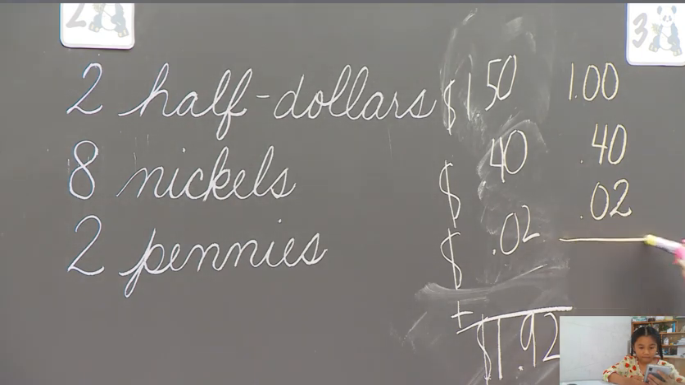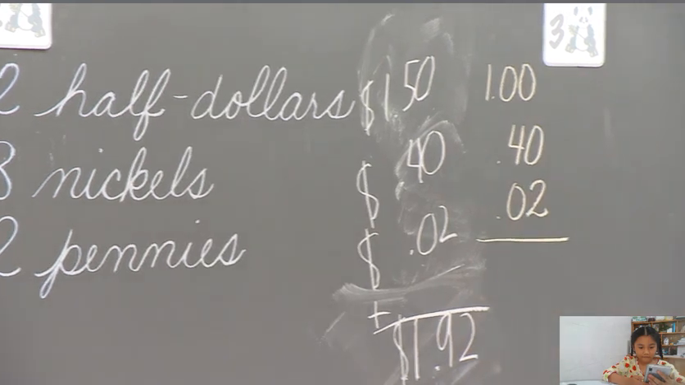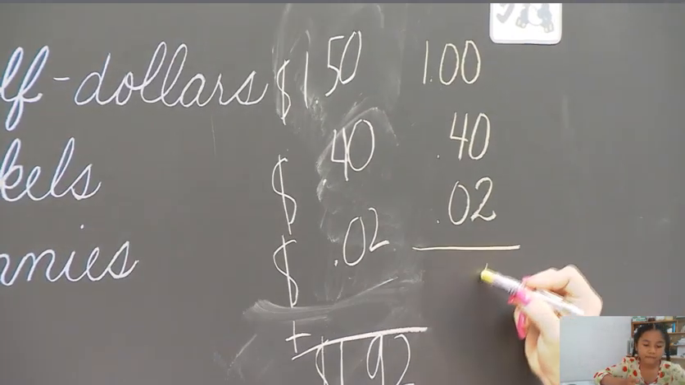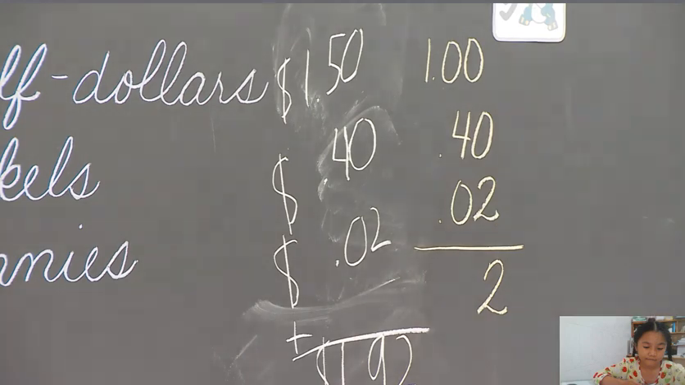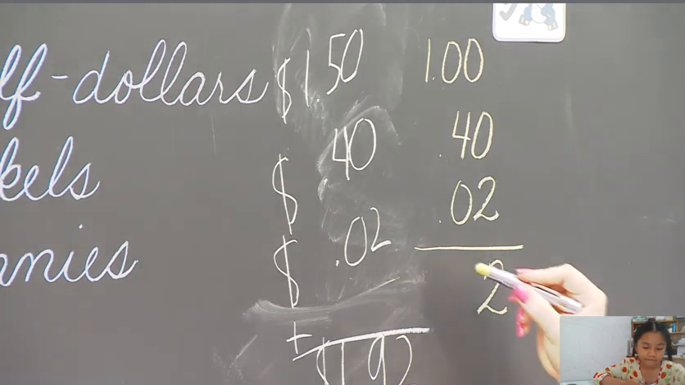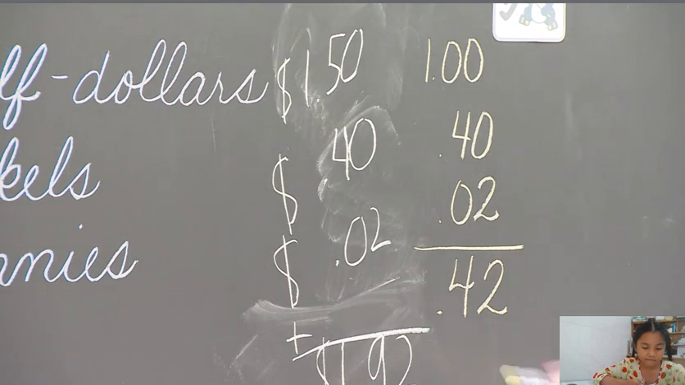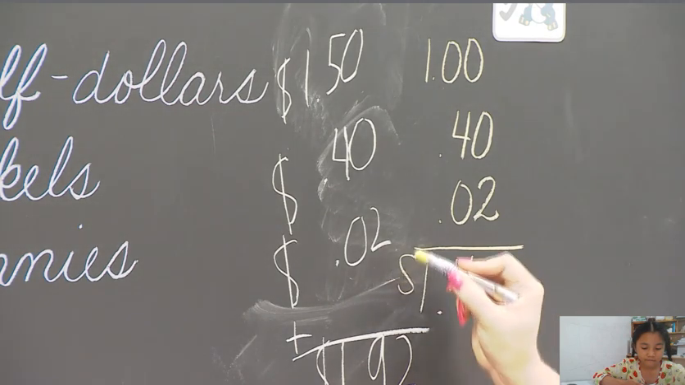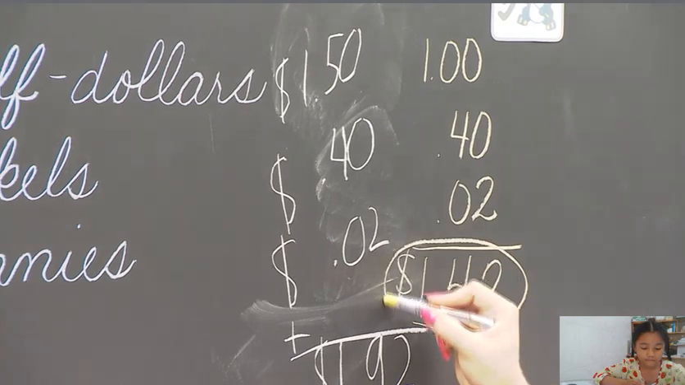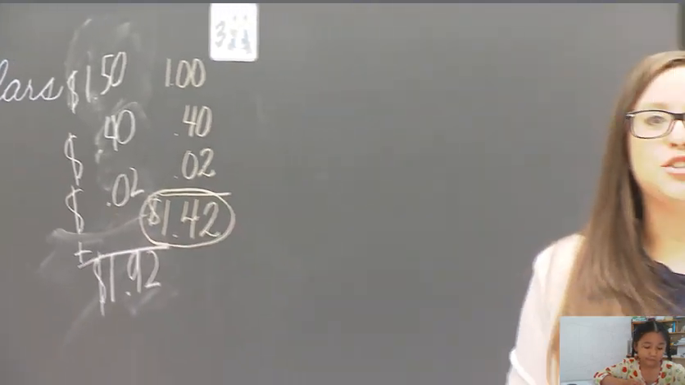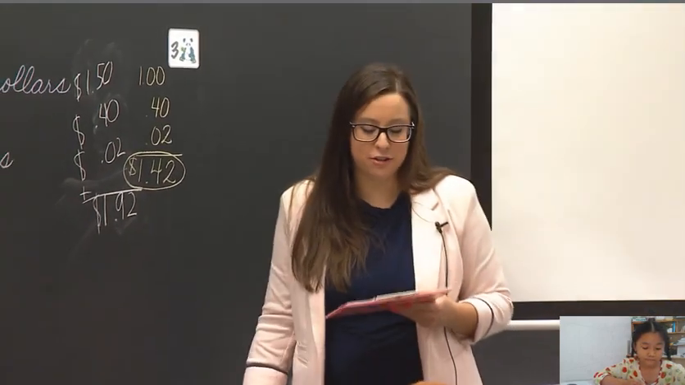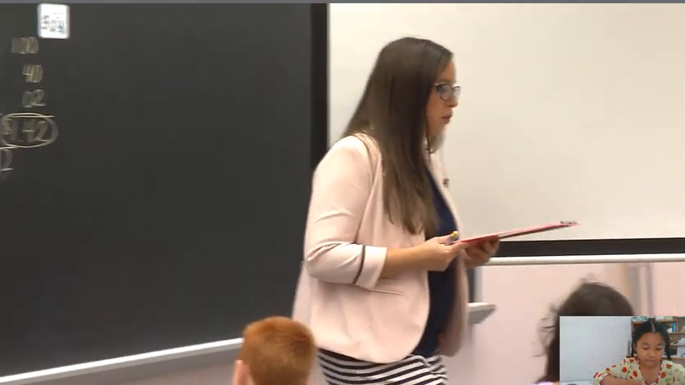Now let's add these numbers together. 0 plus 0 plus 2 is, class? 2. Good. In the next column, we have 0 plus 4 plus 0 is? 4. Good. We'll bring down that decimal point, and then 1 all the way down can fall. So our final answer should be $1.42. So watch carefully for your half-dollars to make sure that you're remembering the worth of those.